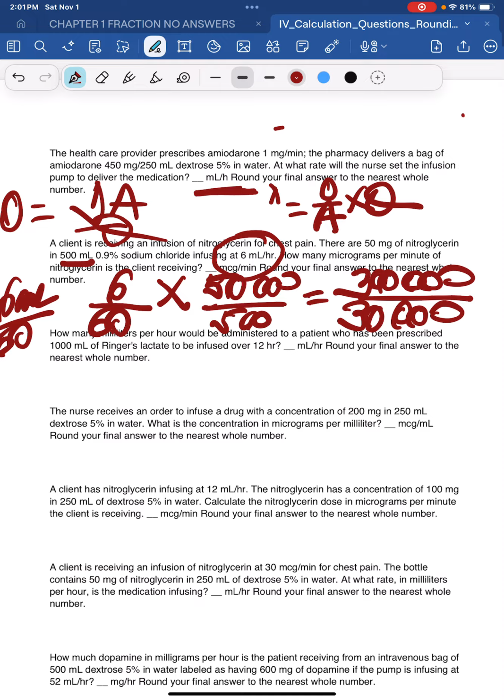6 divided by 60, multiplied by 50,000 and divided by 500. We got 10. All right? Does it make sense? So be careful. Be very careful. Anytime they are looking for milligram per minute, microgram per minute, milligram per hour, microgram per hour, unit per minute, unit per hour, mEq per minute, mEq per hour, you are looking, my dear friend, for your order. All right?